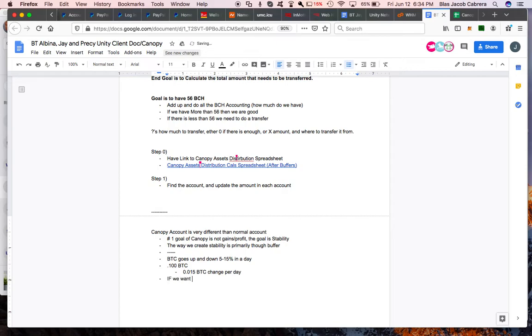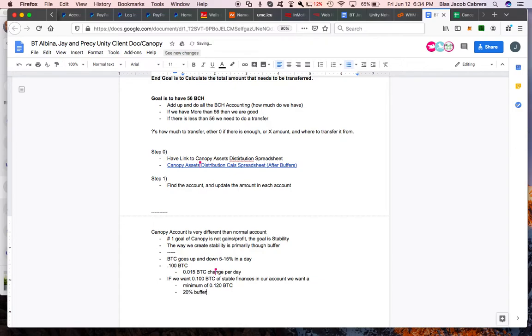So if we want 0.100 Bitcoin of stable finances in our account, we want a minimum of basically 0.120 Bitcoin. All right? Does that make sense? So basically, this would represent a 20% buffer, right?